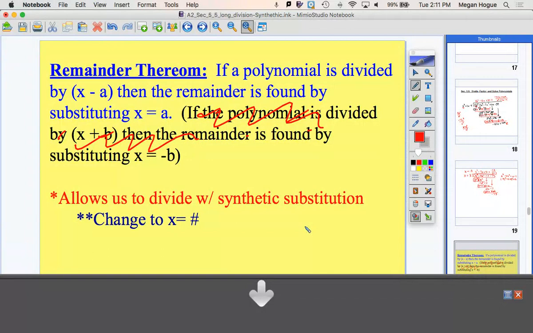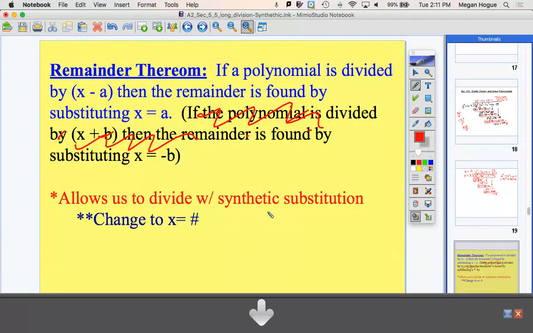What do you mean by x equals number? So that will make more sense when I'm looking at a problem. Maybe let me put this here too. If I say divide by x minus 7, that means x equals, what do you think? 7. Yeah. If I say divide by x plus 2, x equals negative 2. Yeah, so you change the sign.